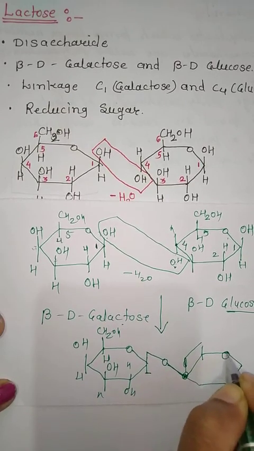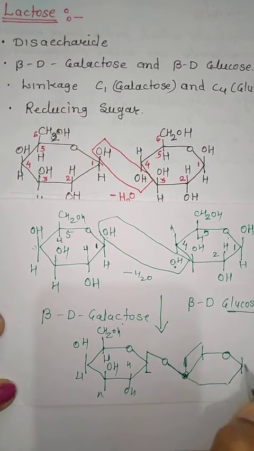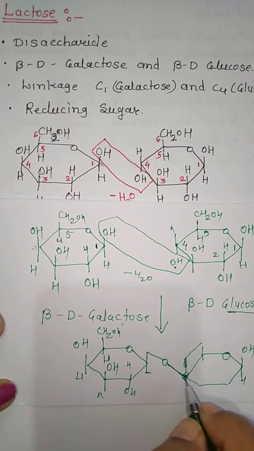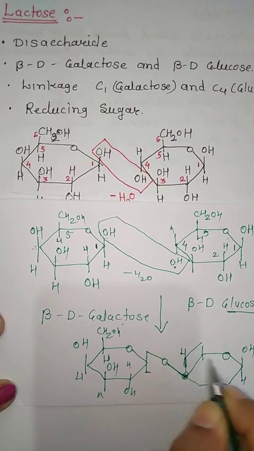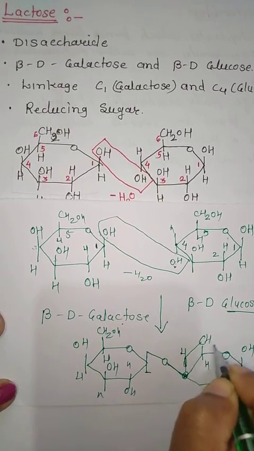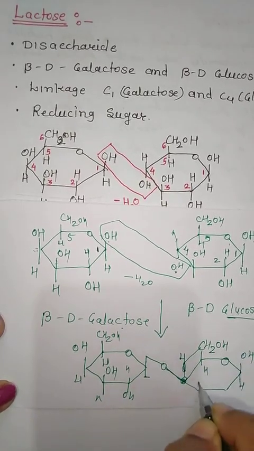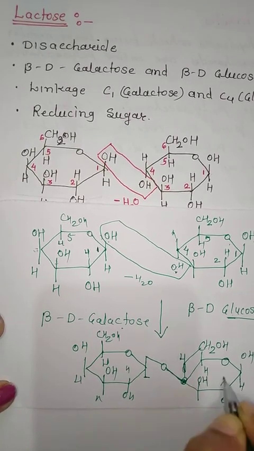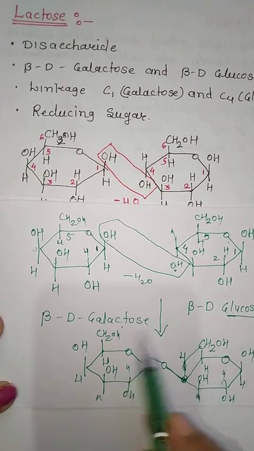यहाँ पे ये O आ जाएगा. यहाँ पे अब ये बीटा है तो this will remain as it is. This was the fourth carbon. So here it will be H, here H, and it will be CH2OH. Remaining will be, here it is OH, here it is OH, H. Children, this is the structure.